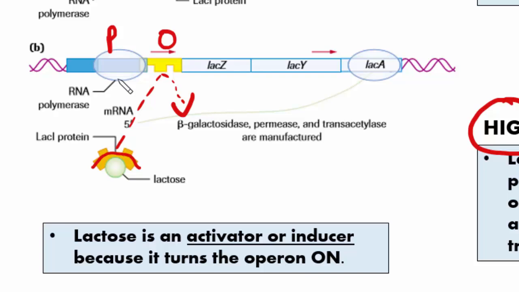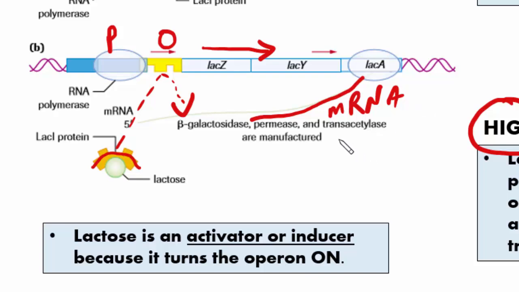RNA polymerase then can bind to its special region on the DNA called the promoter, and then it will move down the structural genes, causing the production of this thing here, and that represents the mRNA. That, of course, will then be translated, and the enzymes beta-galactosidase, permease, and transacetylase will be produced, and they will start to break down the lactose. You can read about the specific functions of these in the Nelson textbook as well.